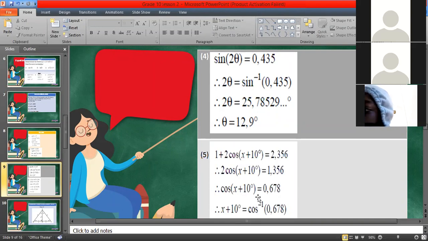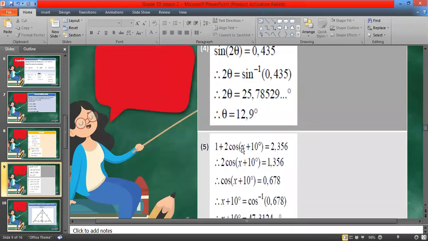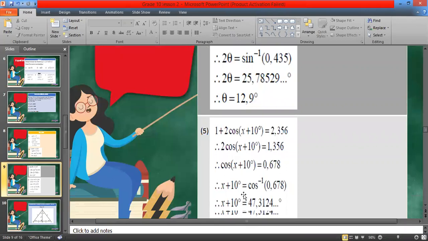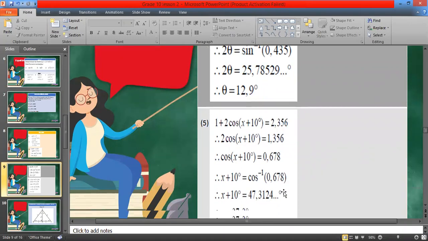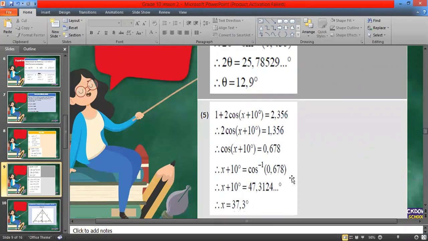So find the cos inverse of 0.678, then you'll be left with x plus 10. So x plus 10 equals 47.3124. Okay, so find the cos inverse of this amount and you get this amount. You can punch it into your calculator and you're going to find that that's true.